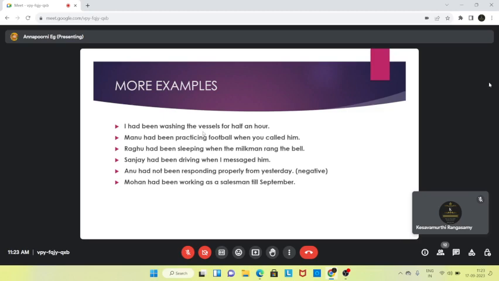Anu had not been responding properly from yesterday. Negative. Okay, I have given it a negative because only in this sentence I have mentioned had not been. So if I am using the word not, it becomes a negative sentence.